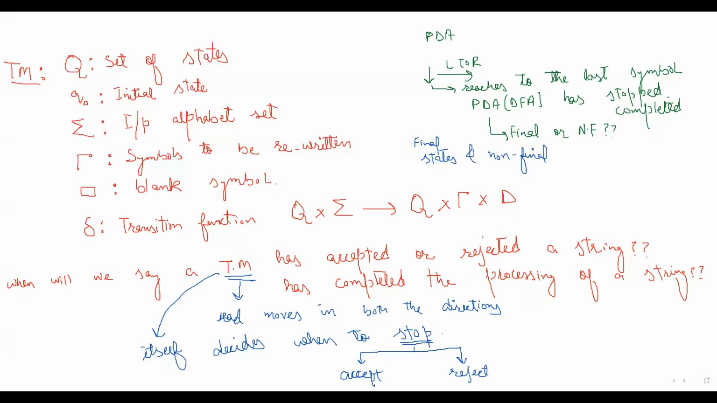However, in the case of a Turing machine, there are normal states, and apart from those states, there is one special state called the accept state and another special state called the reject state. So apart from these states, there is an accept state and there is a reject state. You have to keep this in mind.